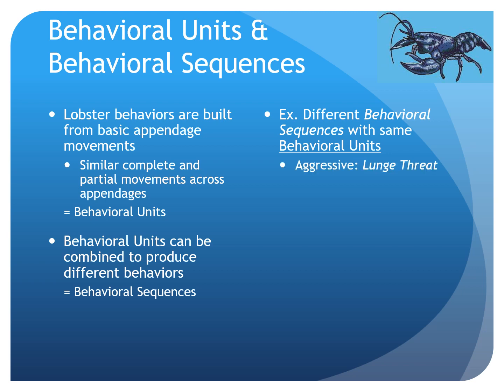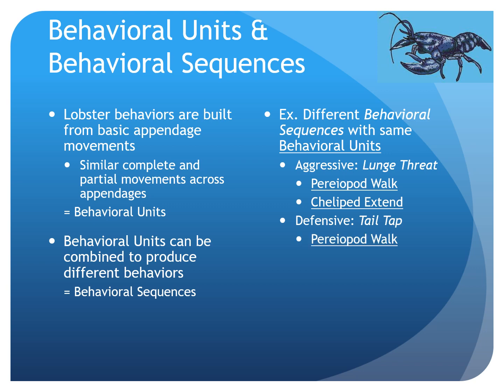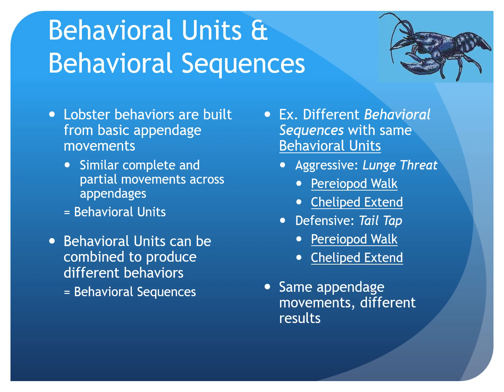The aggressive lobster will be performing a threat behavioral sequence called lunge threat. This will involve it using periapod walk to move forward, followed by a caliped extend towards the other lobster. These aren't the only behavioral units it will display, but they're the ones we're focusing on. The other lobster will be performing a defensive tail tap. It will start off by using periapod walk to move backwards, followed by an abdomen tail tap, and holding out its calipeds in a caliped extend. So this is how the same appendage movements can be modified and combined to produce different results.